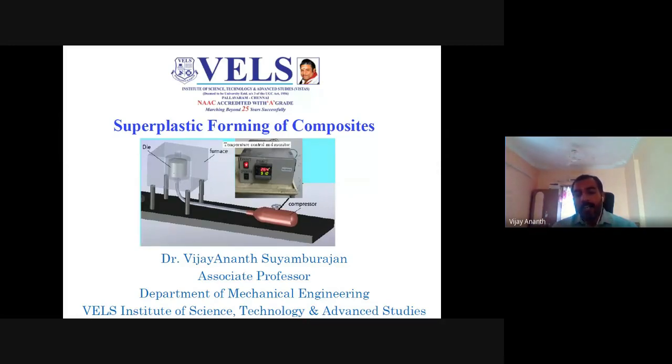The same way for sheet metal we do the same thing, but in superplastic forming, we heat the component. Along with the heat, at the same time we apply air pressure. Sometimes we also use dies, so that intricate shapes can be formed through this process. This is the superplastic forming process.